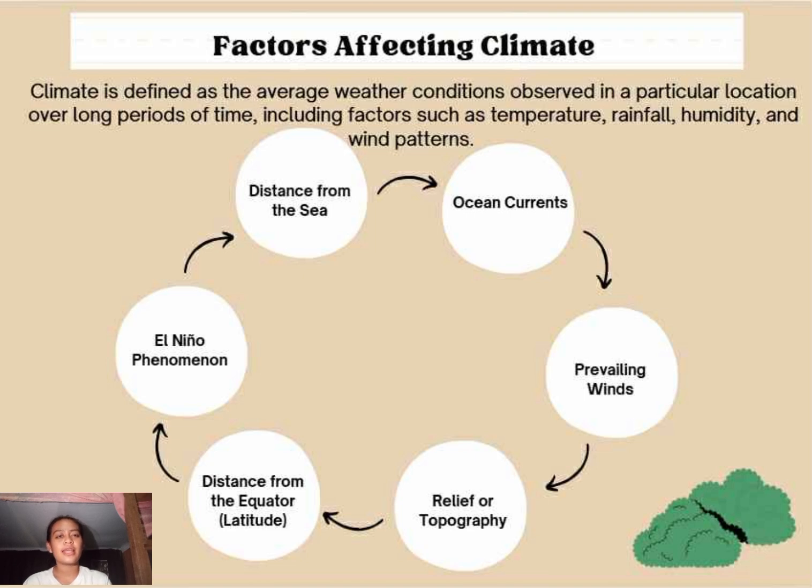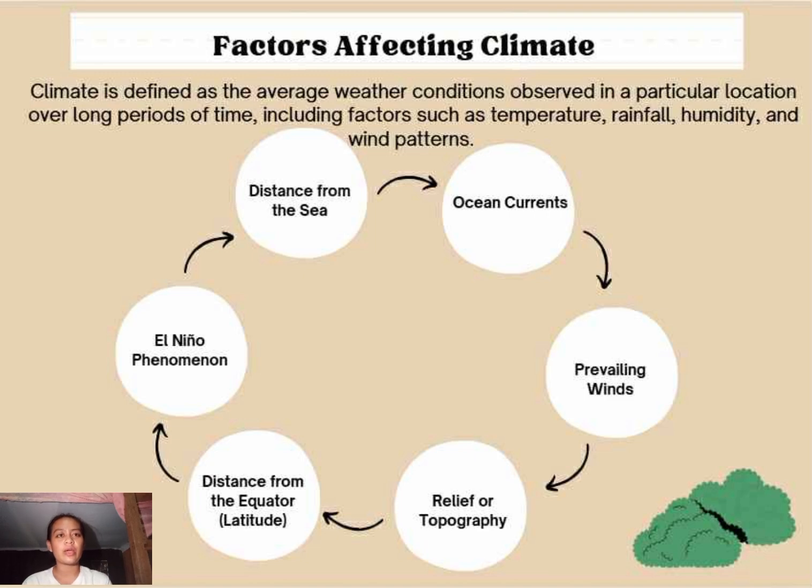Second is ocean currents, where the ocean currents act like global conveyors of heat. Warm currents make nearby land areas warmer, while cold currents make them colder. They can also affect the moisture in the air, so they can influence rainfall.